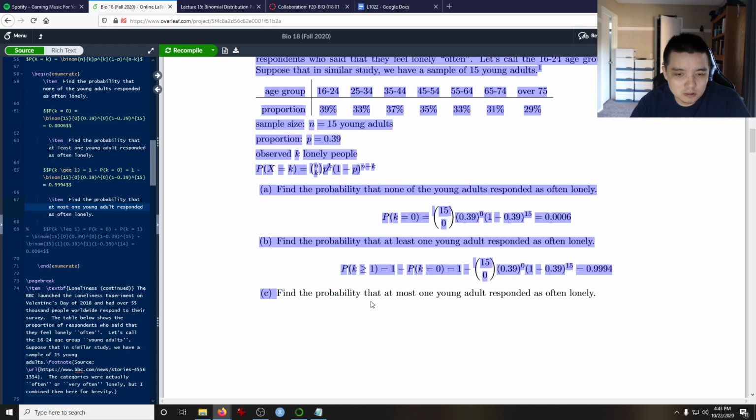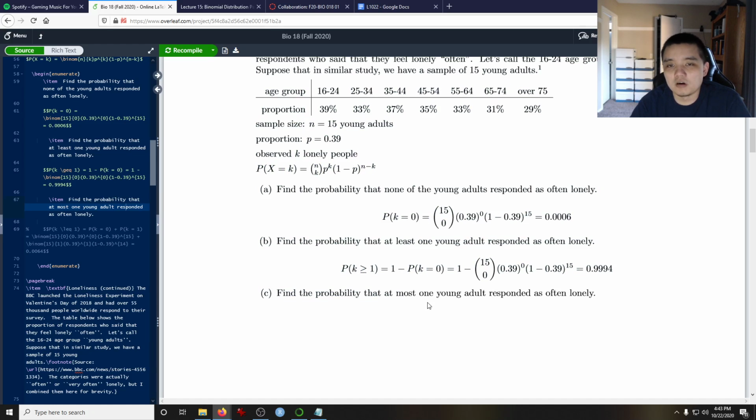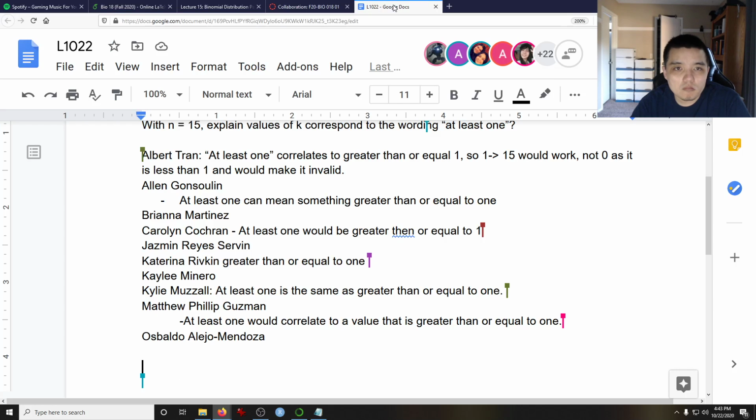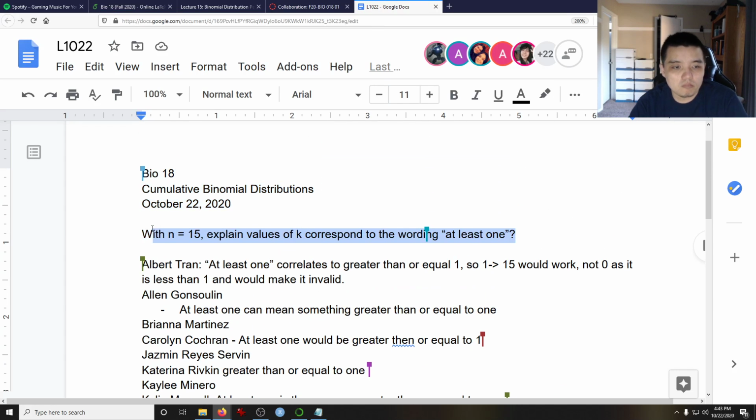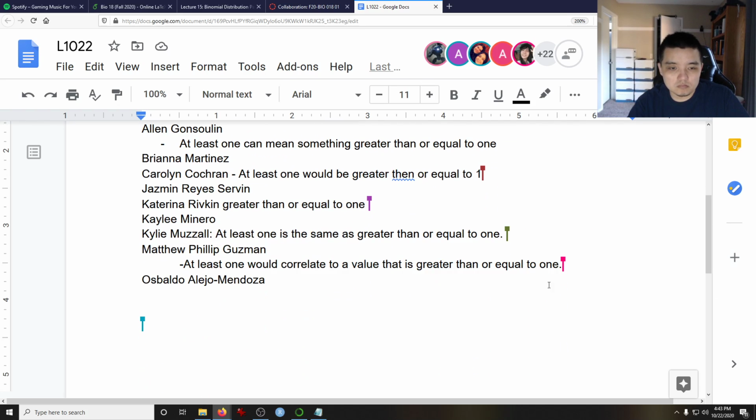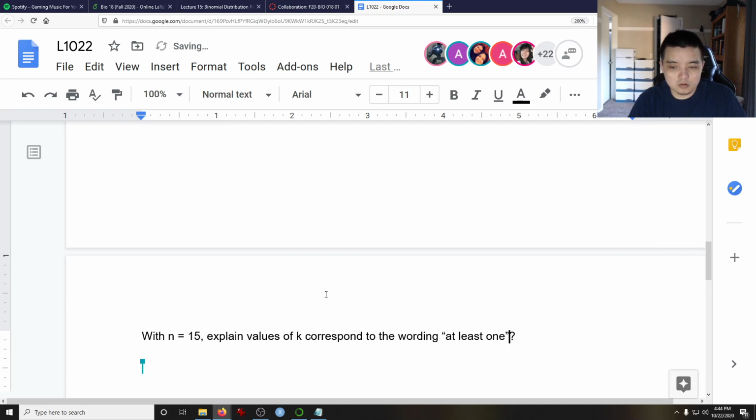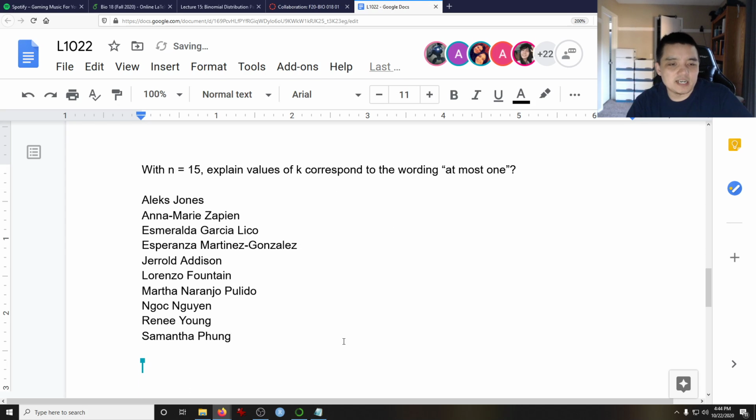Now in part C, I'm basically doing a ton of different examples because there are slightly different settings and different wordings. In part C, I'm asking, find the probability that at most one young adult responded as often lonely. The next 10 people get to rephrase that task. How would we handle the calculation for at most one?